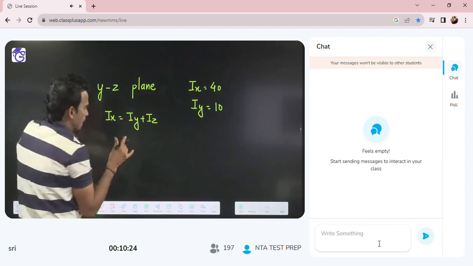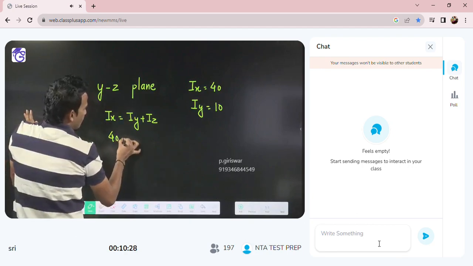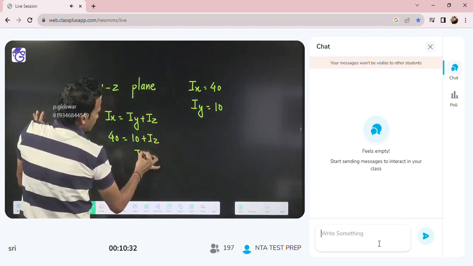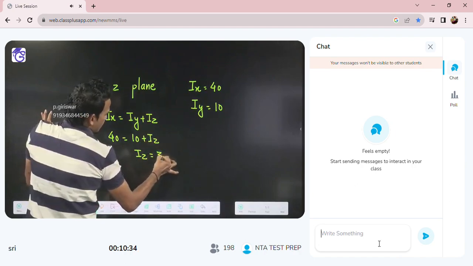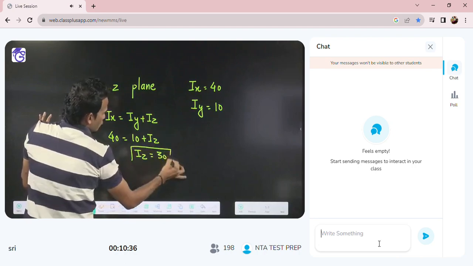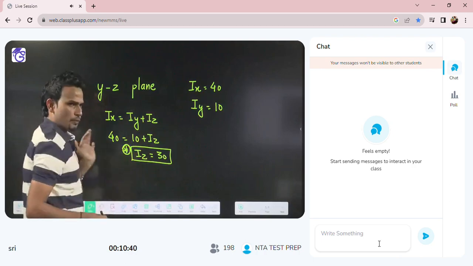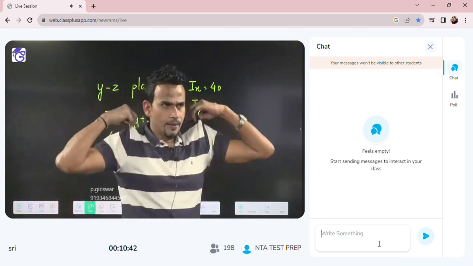Now this is given as 40. This is given as 10. From here you can find Iz. Iz will be coming as 30. So I gave you this question just to make you realize that depending on the plane, we have to change the formula. Is it okay?